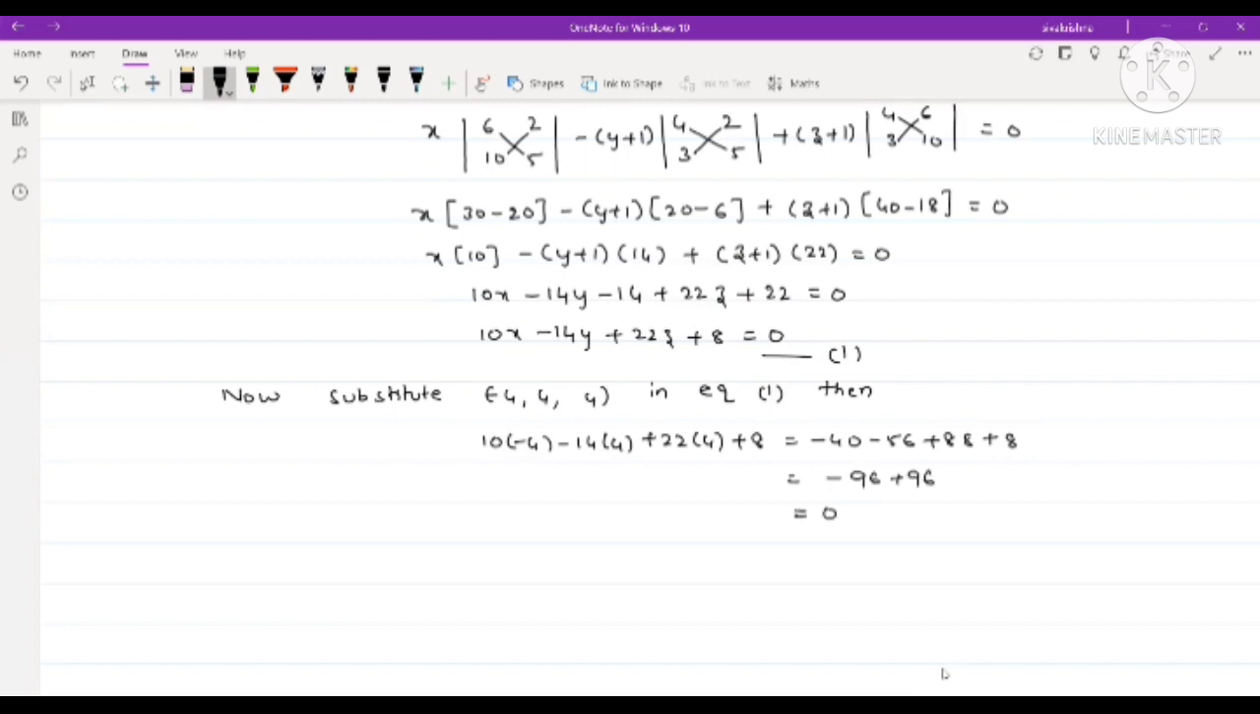It means the fourth point satisfies the corresponding plane equation. Whatever plane equation we obtained by using the 3 points is satisfied by the fourth point. It means all the points lie in the same plane, so we can write that the given 4 points are coplanar. Therefore we conclude that the given points are coplanar.